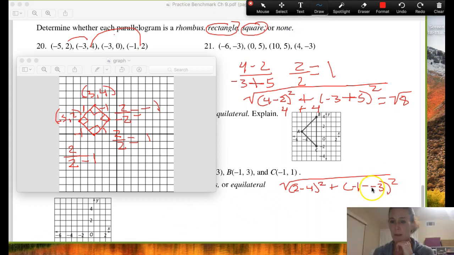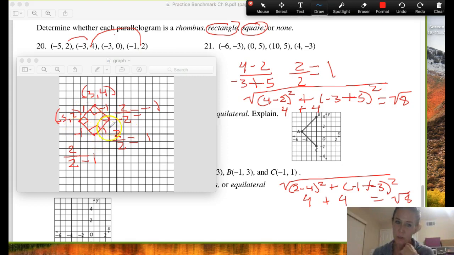All right, -1 minus -3 turns to a positive. So you're going to have 2 minus 4, that's -2. When you square it, it becomes 4. And then -1 plus 3 is 2. 2 squared is 4. So once again, you're going to get square root of 8. So these two are congruent. We can see that you're going to get the same thing for these two.